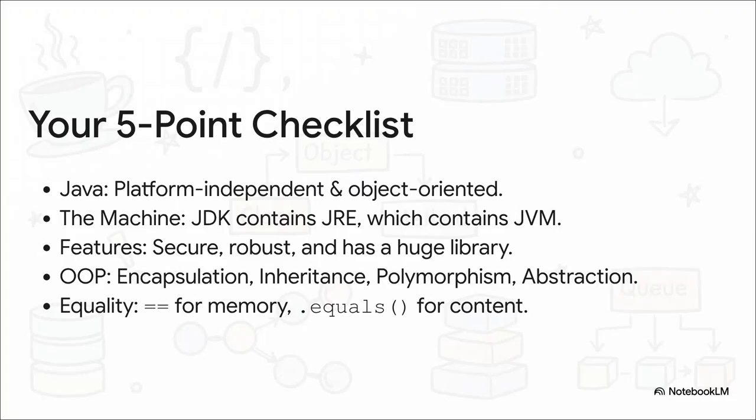So let's do a super fast recap. Number 1, Java is platform independent and object-oriented. 2, the JDK contains the JRE, which contains the JVM. 3, its key features make it secure, robust, and fast to work with. 4, the 4 pillars of OOP are encapsulation, inheritance, polymorphism, and abstraction. And 5, use double equals for memory location and dot equals for comparing the actual content.